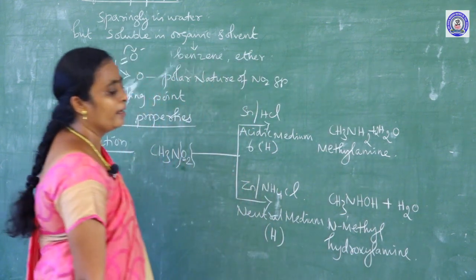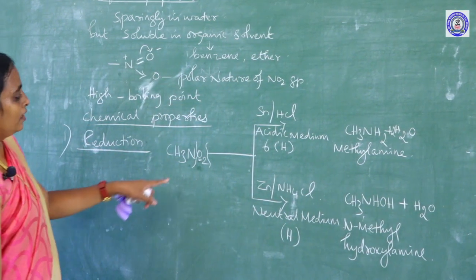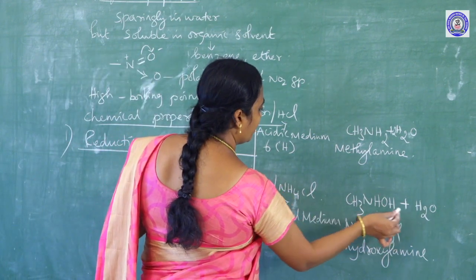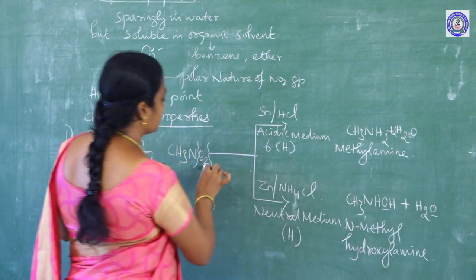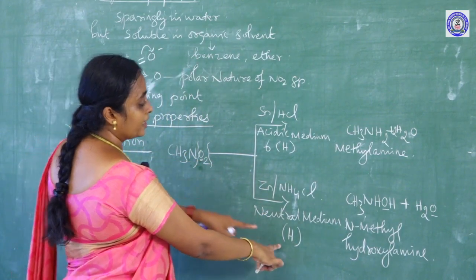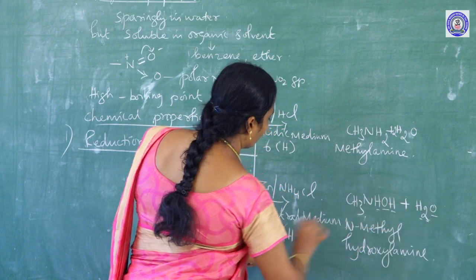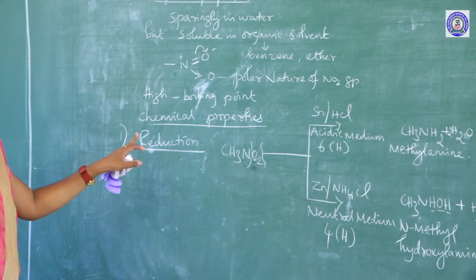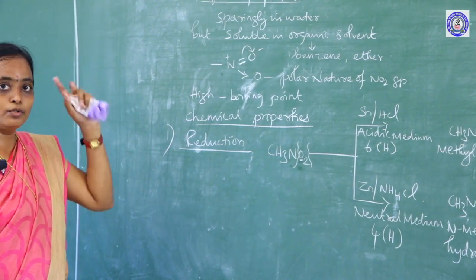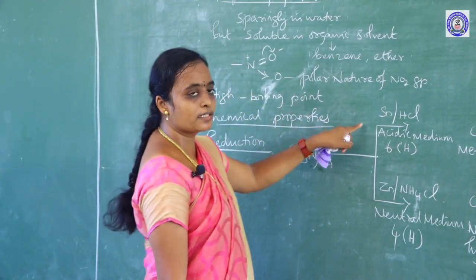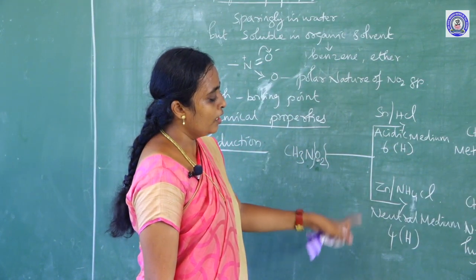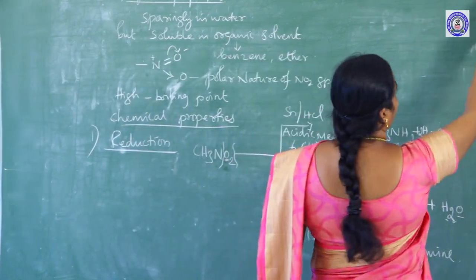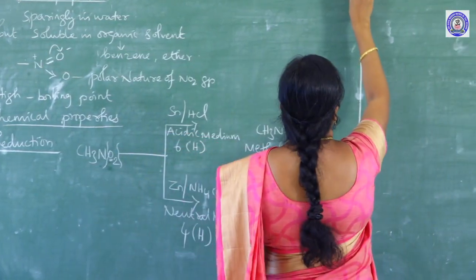N-methylhydroxylamine. Next, how to balance this? If I am taking NO2 here and NHOH, the 2 oxygen are balanced, but for hydrogen I count 1, 2, 3, 4. So, 4 hydrogen we should add to balance that reaction. So, the first property is reduction, carried out in 2 different conditions: one in acidic medium and another in neutral medium. So, this is the first of the chemical properties. And the second is hydrolysis.